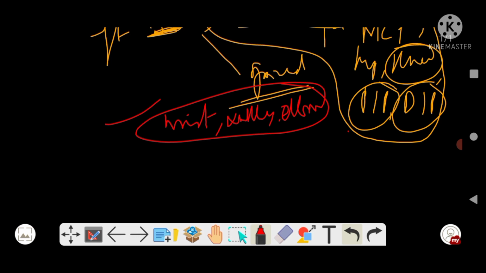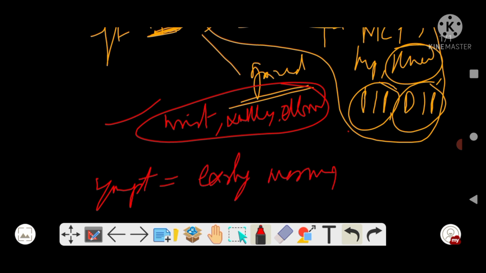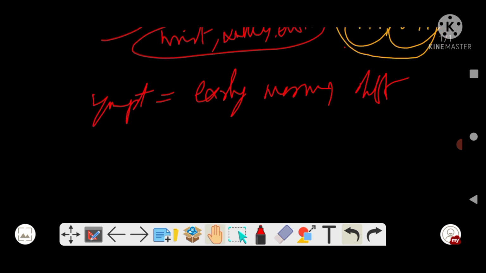Moving on. Talking about symptoms, there will be early morning stiffness, but in the non-inflammatory type, it is less than 30 minutes. If it is more than 30 minutes, then of course it is the inflammatory type, that is rheumatoid arthritis. I hope this point is clear.